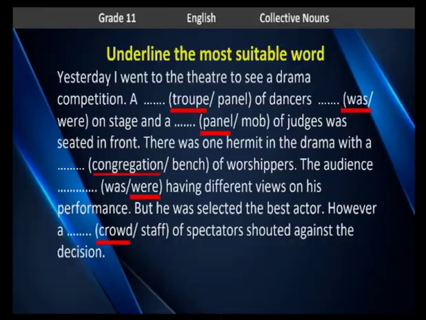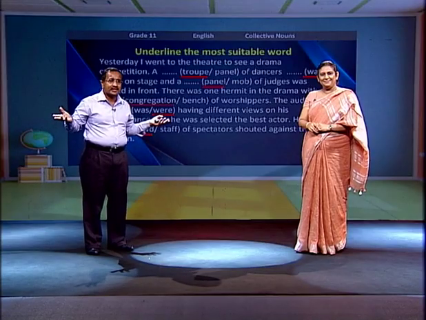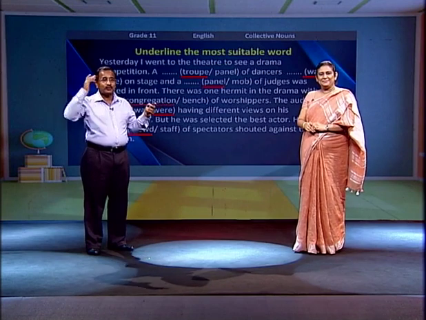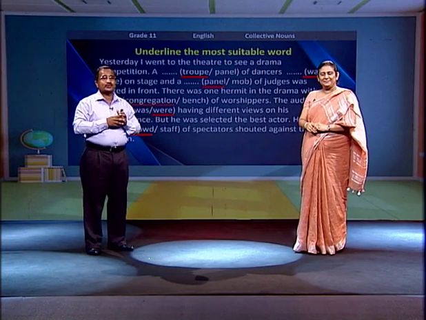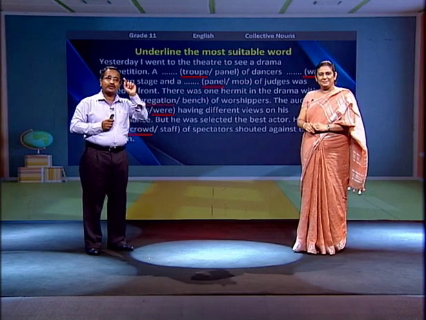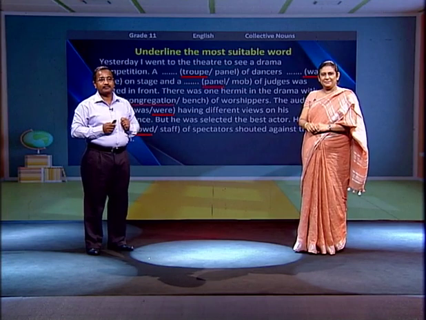Now let's have a look at that one. You can understand that the audience, though it stands as one unit, according to the meaning of the sentence, they are divided. Some say he performs very well. Some others say, oh, what a poor performance it was. So people had different opinions, so the group has divided. So the audience were having different views on his performance. That is why we use a plural verb there.